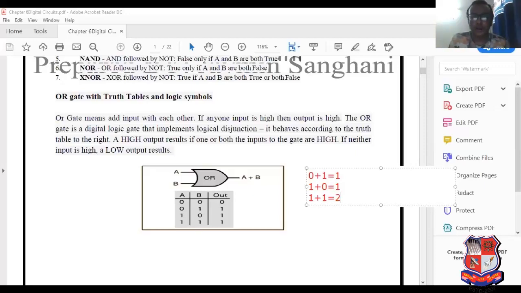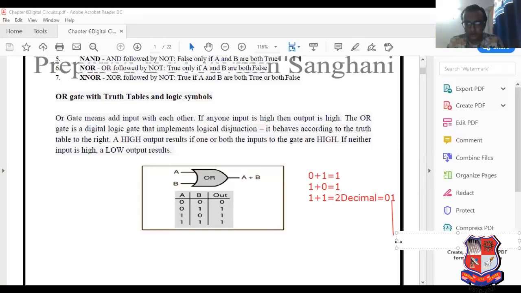But if you convert it into binary, then the answer is 0 1. This 1 can be represented with sum, and the 0 can be represented with the help of carry.